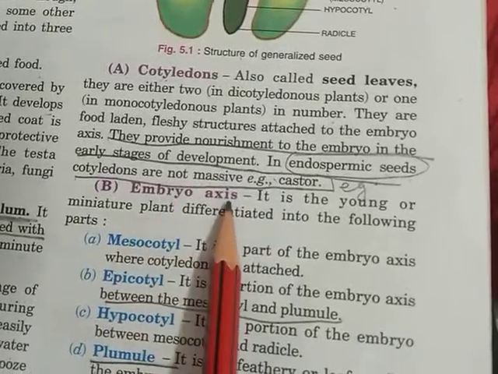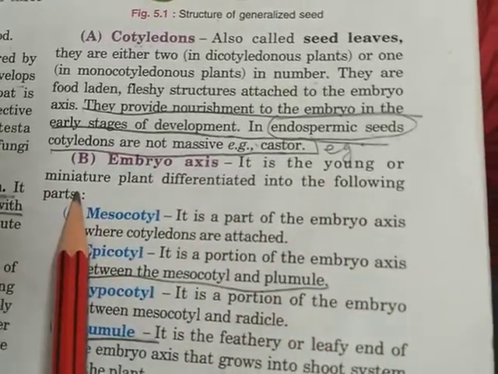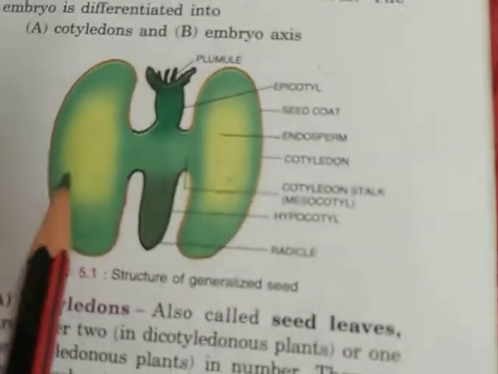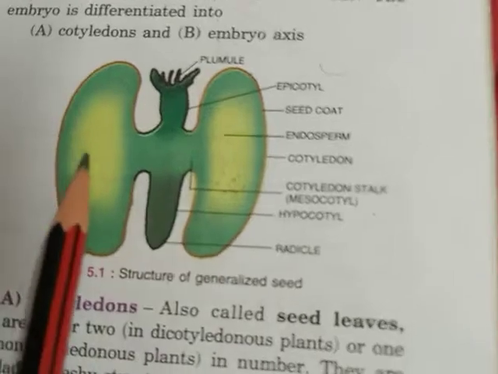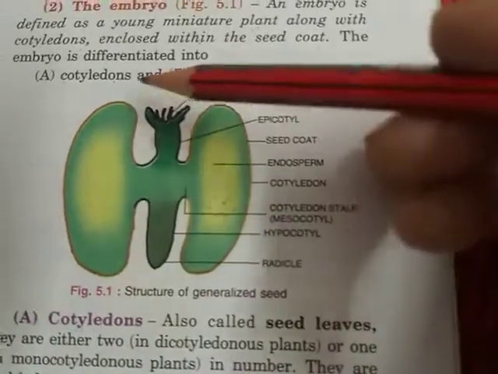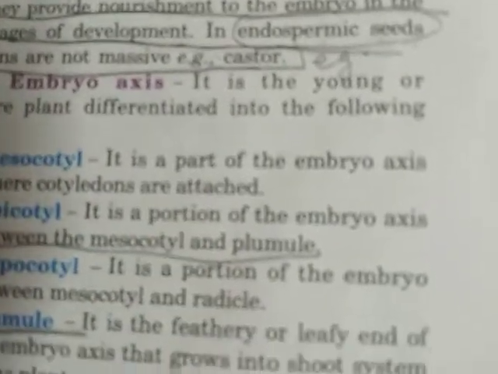Now about the embryo axis. It is the young or miniature plant differentiated into the following parts. Now you have seen this generalized seed here. You have seen these two cotyledons. They are attached with the embryo axis. So now we will study the parts into which the embryo axis is differentiated.